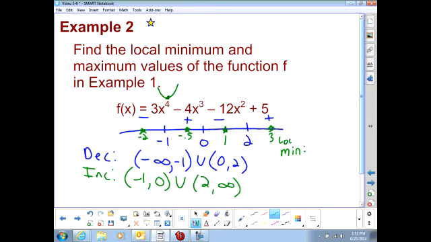And keep in mind, we only know that they're locals. We aren't guaranteed that they're absolute. So local min at x equals negative 1. When we go positive to negative slope in our original, it'll create a max. So we'll have a local max at x equals 0. And then we've got another local min at x equals 2.